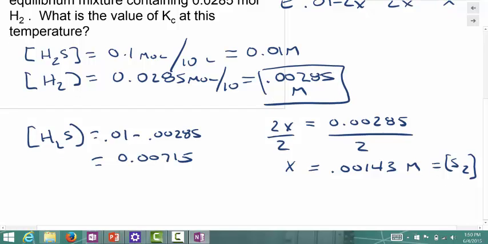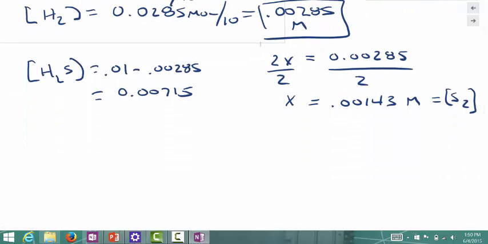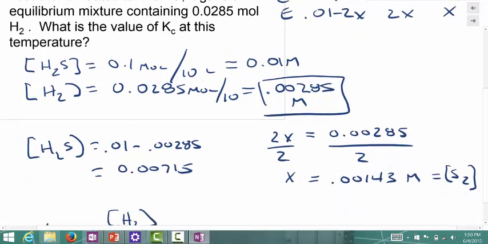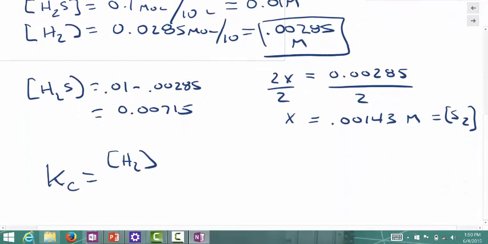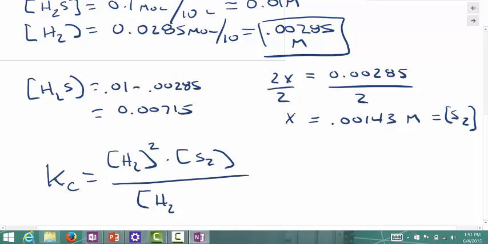Now I can plug it into the equilibrium expression Kc. So Kc is going to be equal to the concentration of the hydrogen, which I should square, times the concentration of the sulfur, divided by the concentration of the hydrogen sulfide, which also is squared.